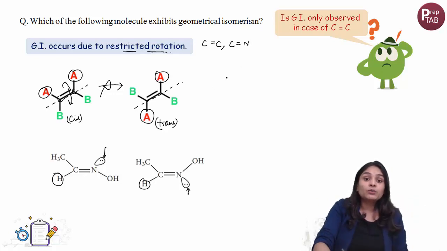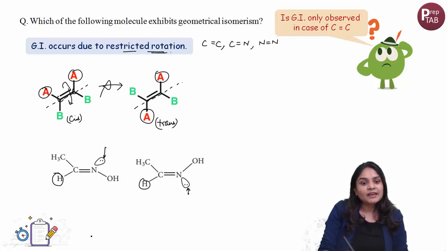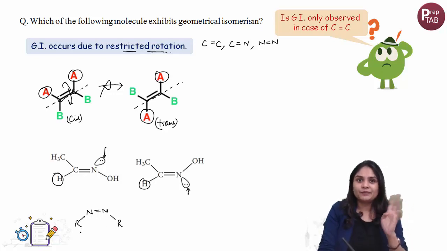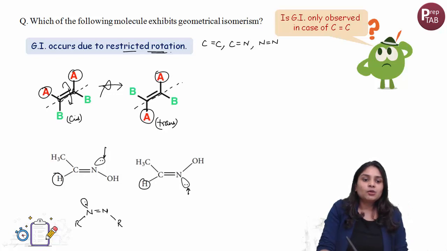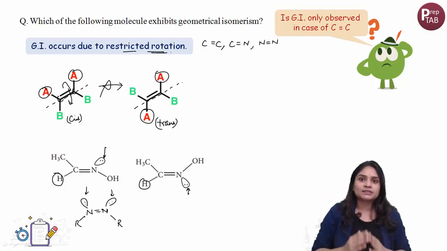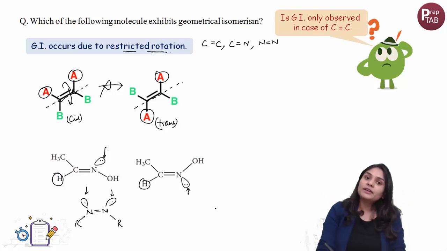Or what do we need? It can be N double bond N as well. N double bond N, each nitrogen atom will have just one substituent because the valency of nitrogen is 3, and one lone pair on each nitrogen atom. So in one case they both are on the same side, in the other they are on opposite sides. So you can get two isomers. Clear? But there is one more case.